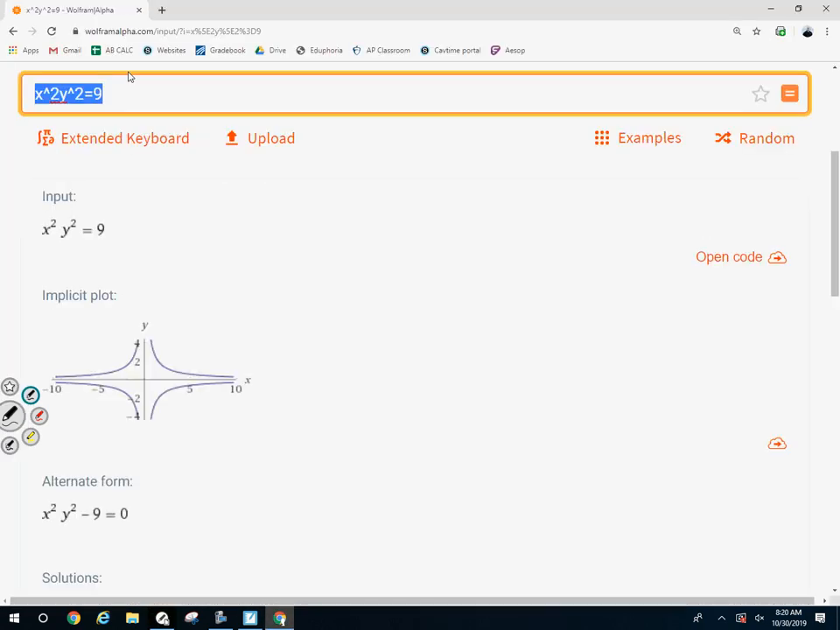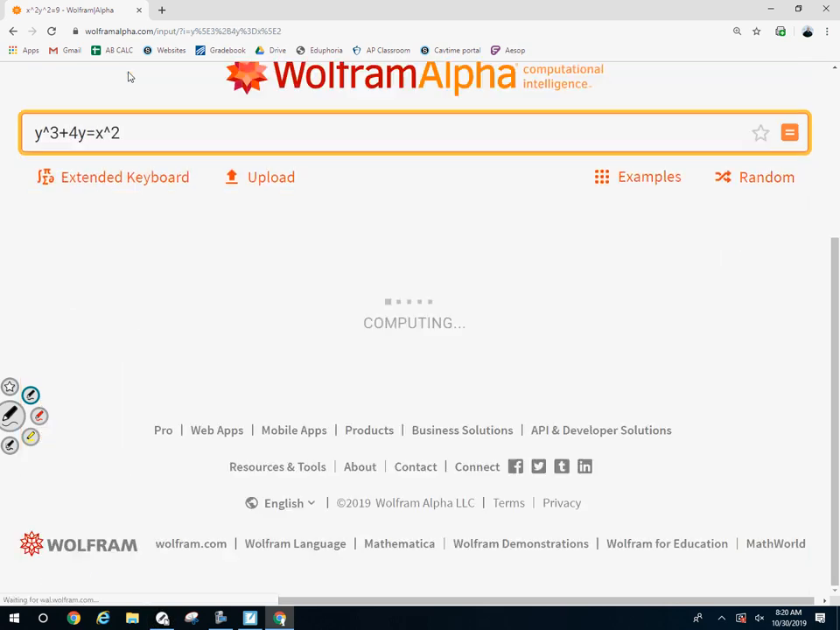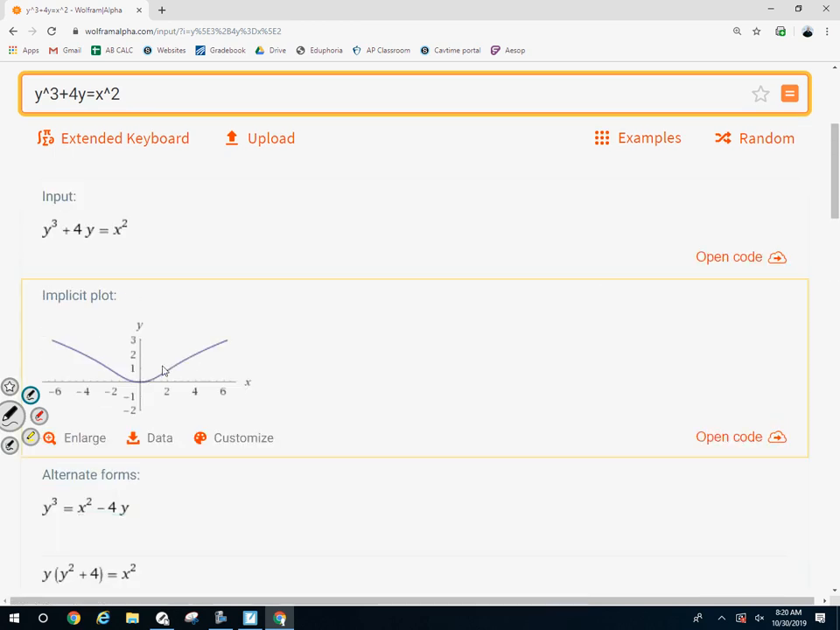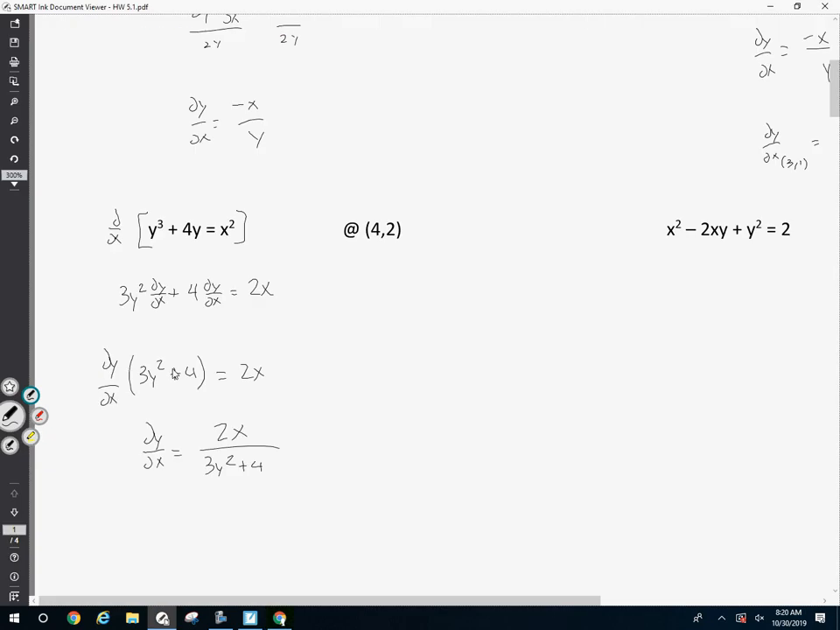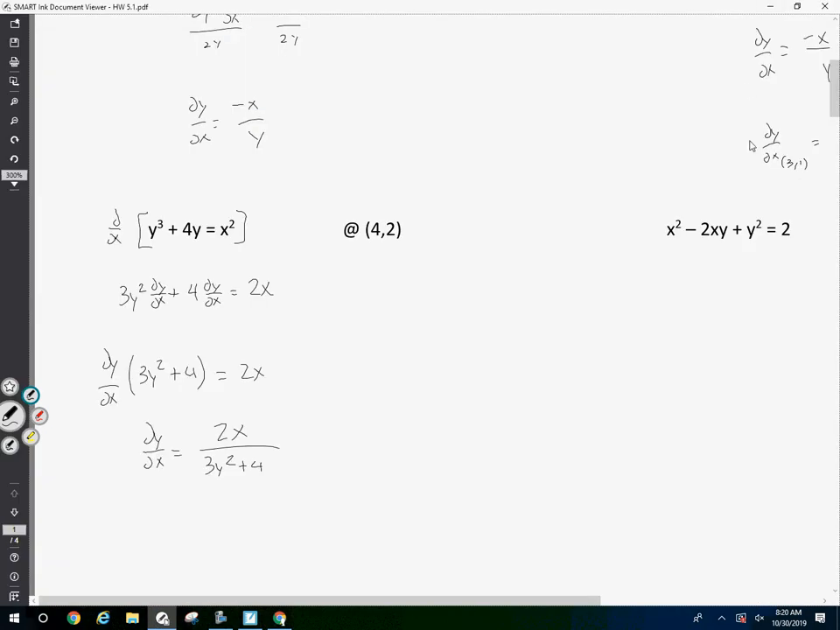y cubed plus 4y equals x squared. Cool? Looks like this. At (4, 2), I'm going to have a positive tangent slope. Maybe it's close to 1. Let's see. At (4, 2), I get 8 over 3 times 2 squared, which is 4, plus 4, 12, 13, 14, 15, 16. 8 over 16, so I was wrong. It's closer to 1/2, but whatever.